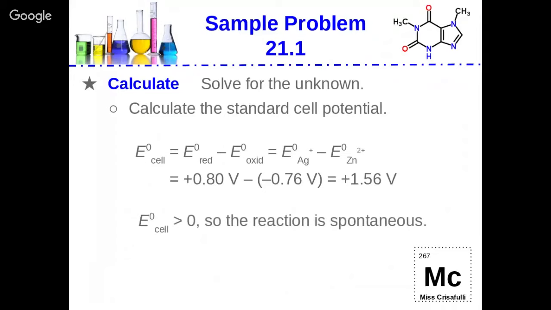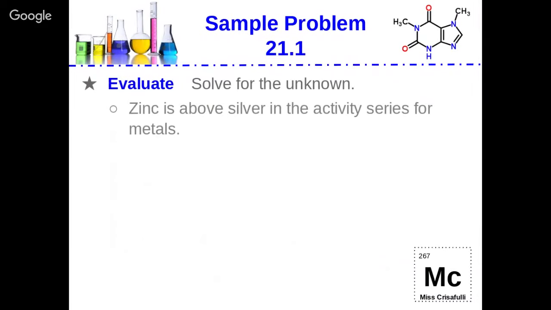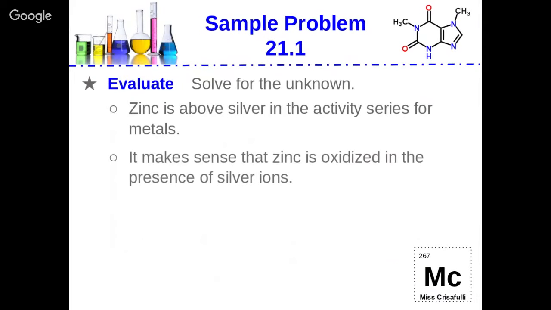And since this E cell is greater than 0, the reaction is going to occur on its own and is spontaneous. Zinc is above silver in the activity series, so that means that it will react. And this makes sense that zinc is oxidized in the presence of silver because it has a less positive, more negative standard reduction potential, which means that it would probably be more oxidized.